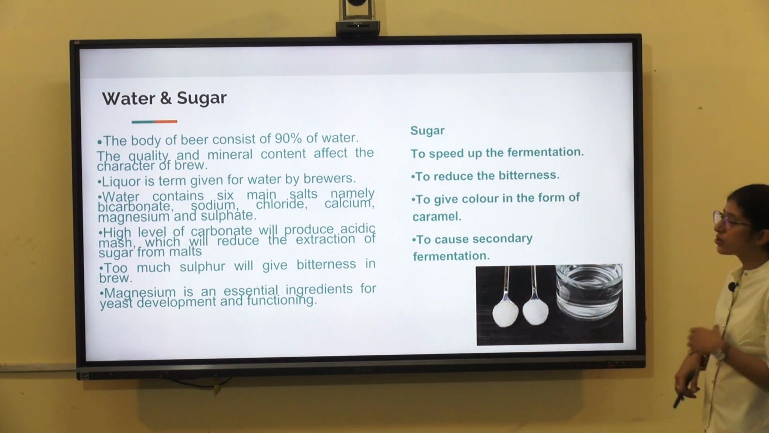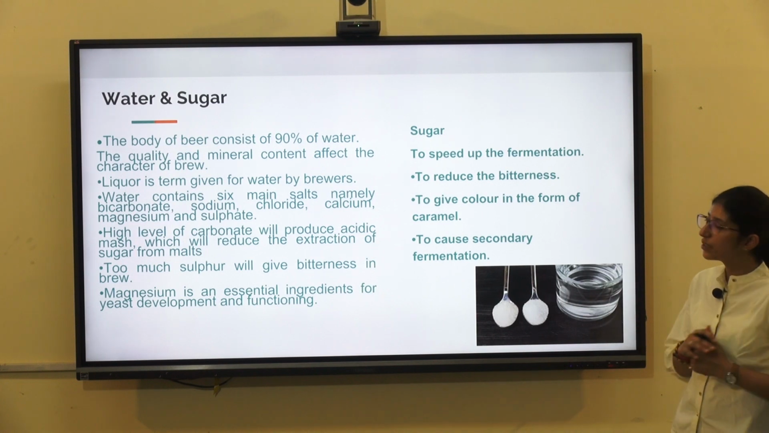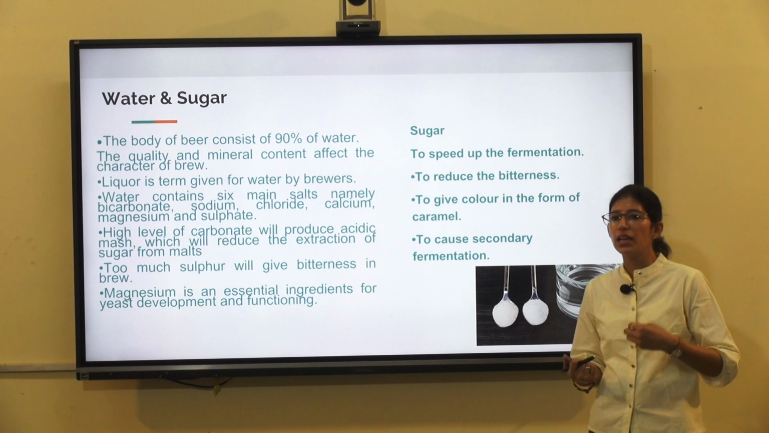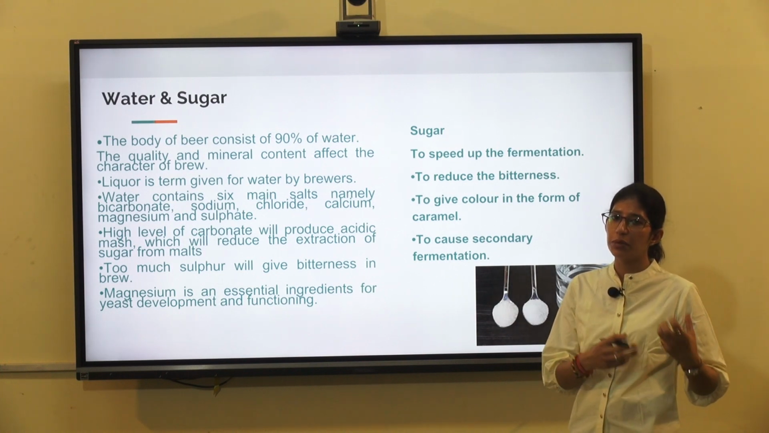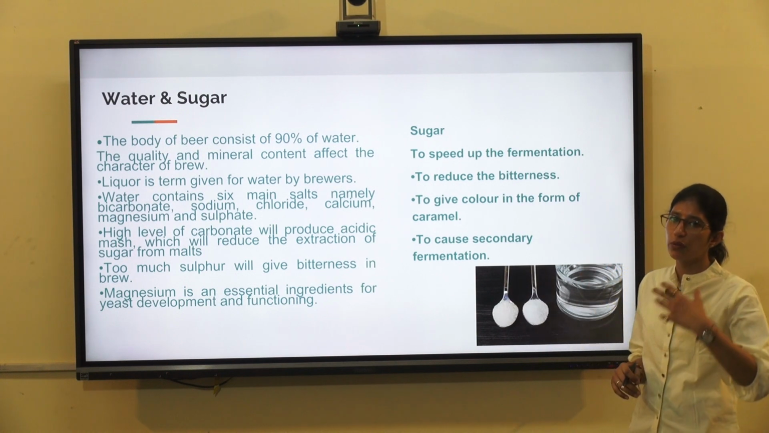Followed by sugar. It is used to speed up the fermentation process, reduce the bitterness, and give color to the beer. It could be a light beer, a dark beer, a caramelized beer, or a non-caramelized beer, depending on the strength of the sugar that has been provided.